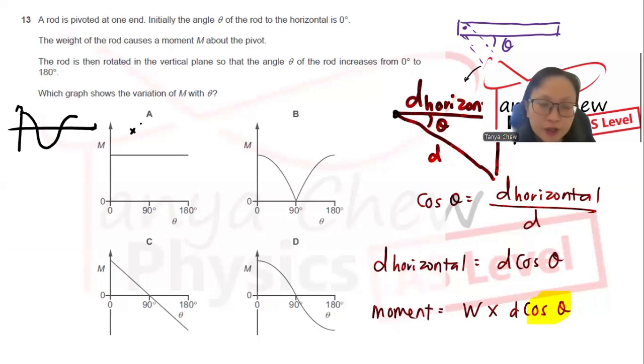A cannot be the answer because this is not a cos graph. D, it seems like it rebounds back, so this is not the answer as well. What about C? Is this not a straight line? D is the answer.